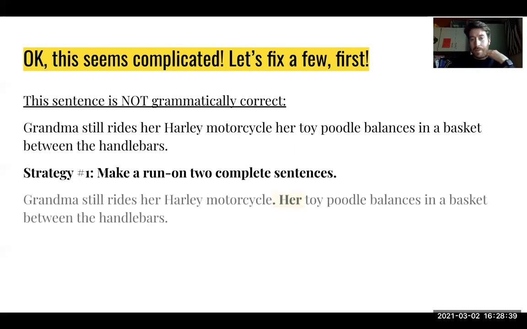So you could take this whole sentence that's written here that's incorrect, and you could simply add a period after motorcycle and then capitalize her. Easy peasy. That's a simple fix. Grandma still rides her motorcycle. End sentence. New sentence. Her toy poodle balances in a basket between the handlebars.